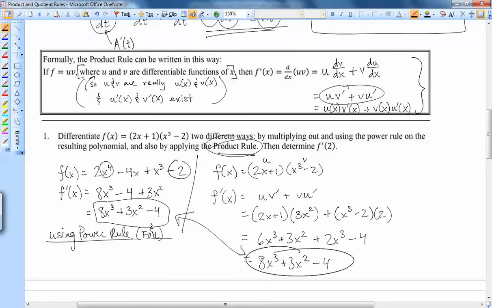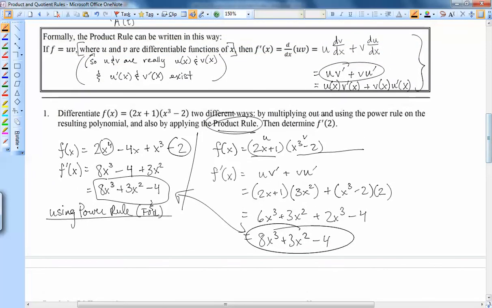Now in this example, it's probably easier to just do the power rule. Like multiply it out, use the power rule. But you can imagine if u or v were 7 or 8 terms long, it would be a lot more painful doing it that way. So product rule would be easier then.